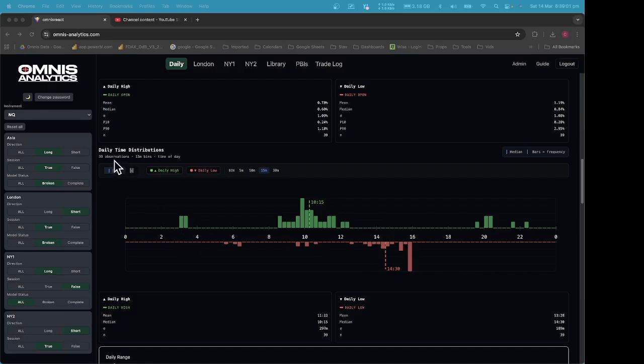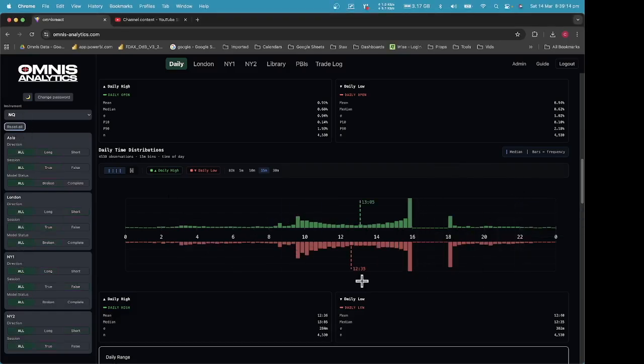The next section is the time distributions, right, of the higher day, lower day. The higher day is above and it's in green as normal, and the lower day is below and in red. Let me just reset this, actually reset here also. We can see from this, these histograms show when during the day the daily high and the low most frequently form. It's in 15-minute buckets as a default, but we can change to 10, we can change to 5, or we can even come out to 30 minutes, and it spans the whole day.